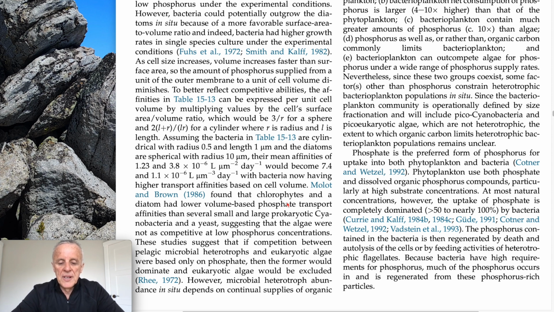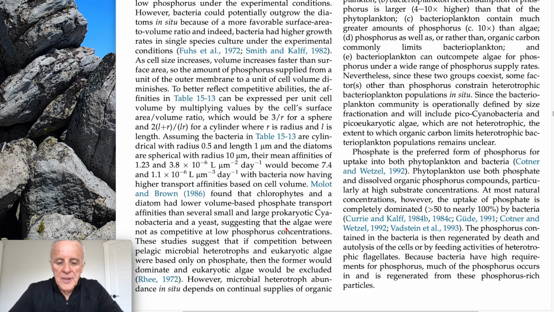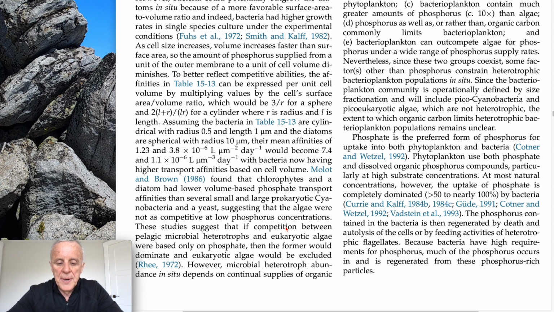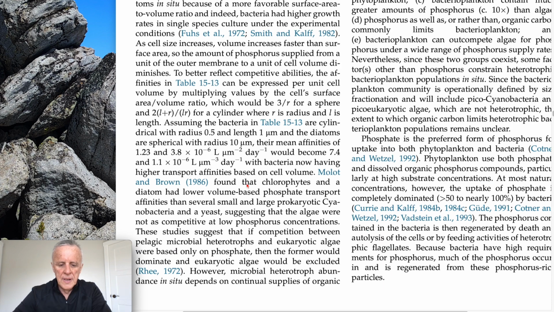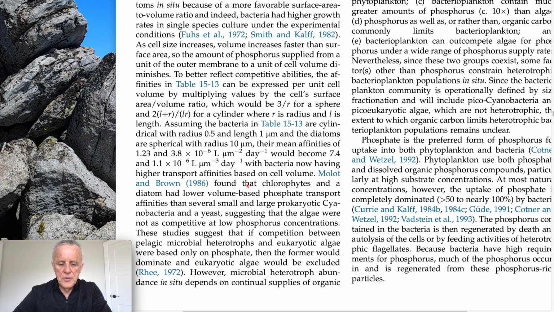Morlot and Brown found that chlorophytes and a diatom had lower volume-based phosphate transport affinities than several small and large prokaryotic cyanobacteria, and a yeast, suggesting that the algae were not as competitive at low phosphorus concentration. These studies suggest that if competition between pelagic microbial heterotrophs and eukaryotic algae were based only on phosphates, then the former would dominate and eukaryotic algae would be excluded.